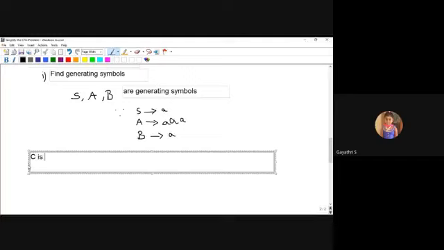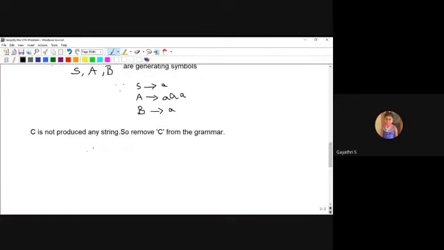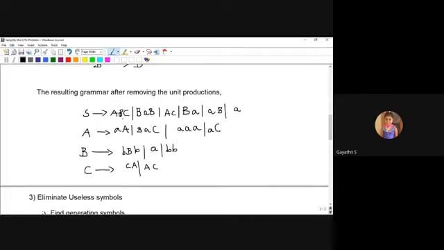C does not produce any string, so remove C from the grammar. So the remaining productions: S gives BAB, AB, BA, then A. I think 4 productions. C is removed, right? So the production which has the symbol C, and this production which has the symbol C, I removed.